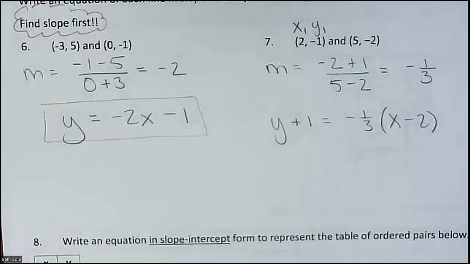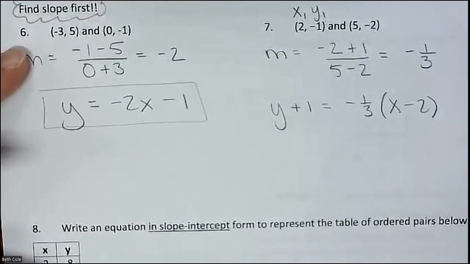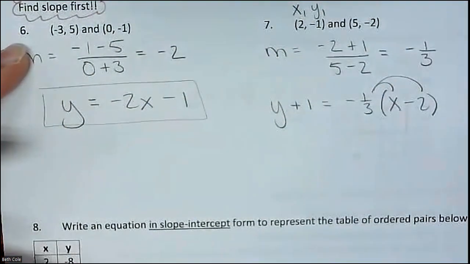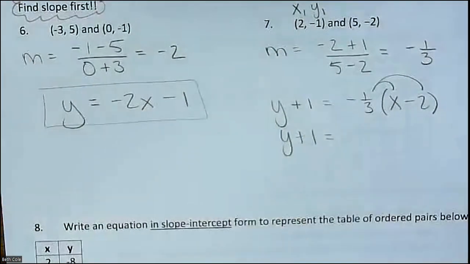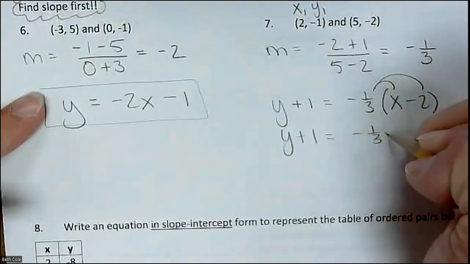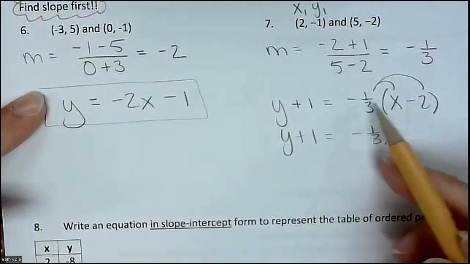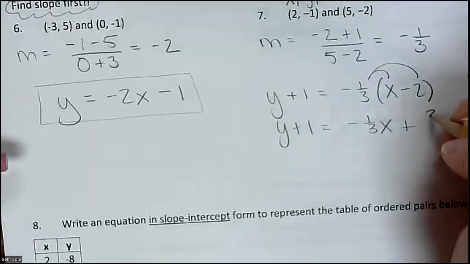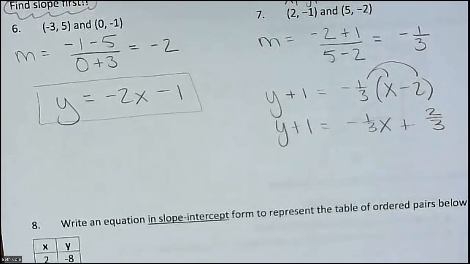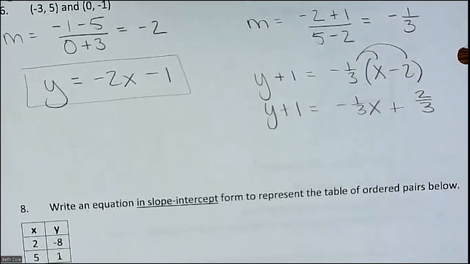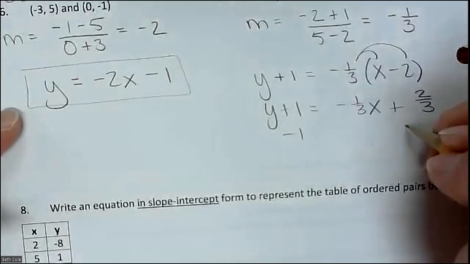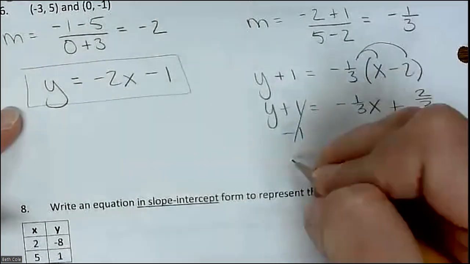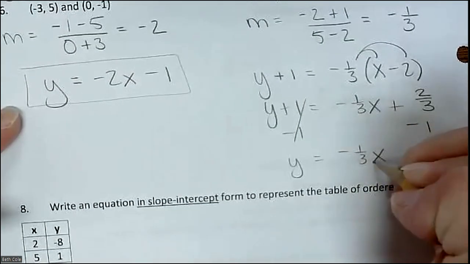And then there's 2 steps. It's always only 2 steps. What do you do next? Distribute. Good. It'll be y plus 1 equals -1/3 x. Now negatives cancel, so it'll be plus. You can type it in if you want, but 1/3 times 2 is 2/3. I'll just go ahead and tell you that. And then what would your last step be? Good. -1. Perfect. So y equals -1/3 x.